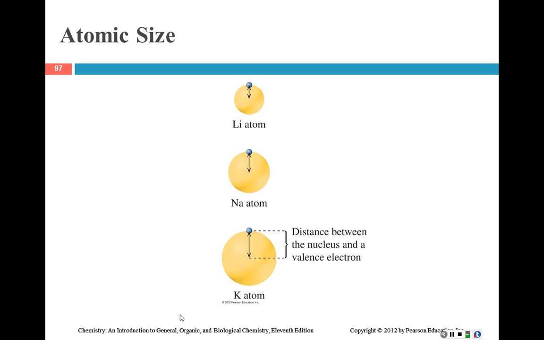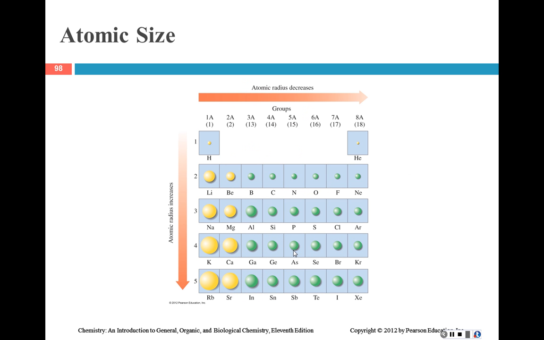Okay, so as you go down a group, you're going to get larger and larger, farther away from the nucleus. But as you go from left to right, you're going to get smaller because the larger number of protons are going to hold those electrons closer to it.